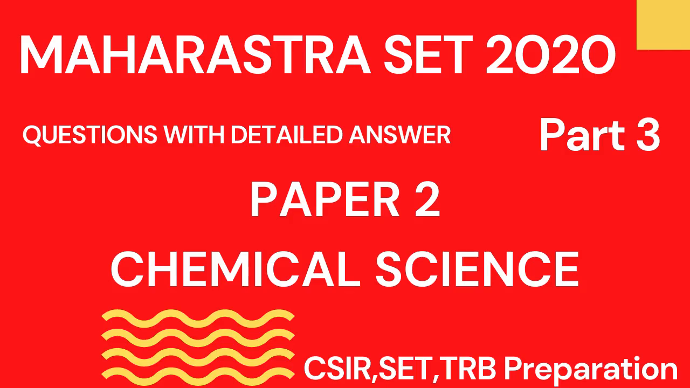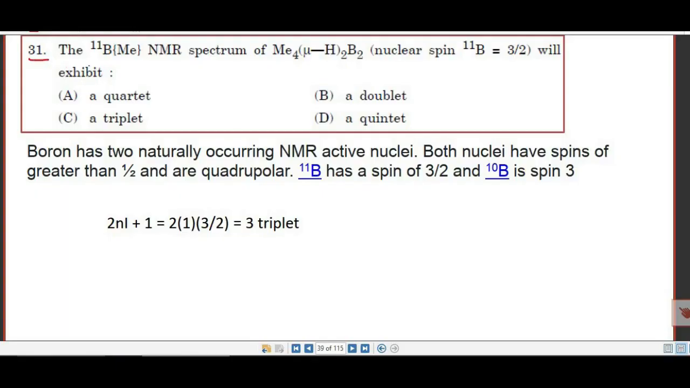Maharashtra SET exam 2020 question and answer with a detailed explanatory answer, part 3. Question number 31. The boron-11 NMR spectrum of Me4 μ-H2B2, with nuclear spin for boron-11 being 3/2, will exhibit quartet, doublet, triplet, or quintet. Now, what is the answer here?